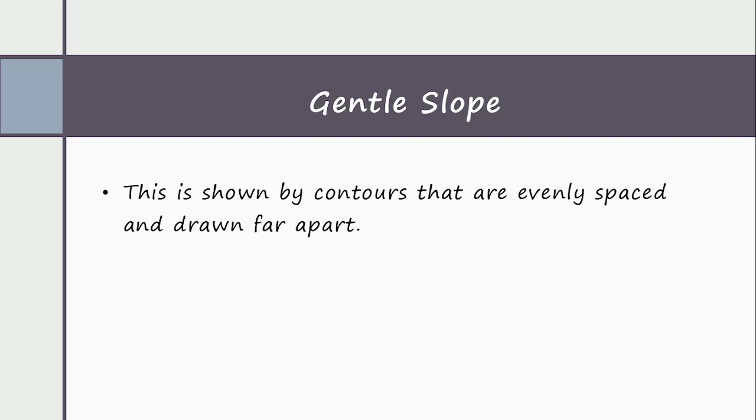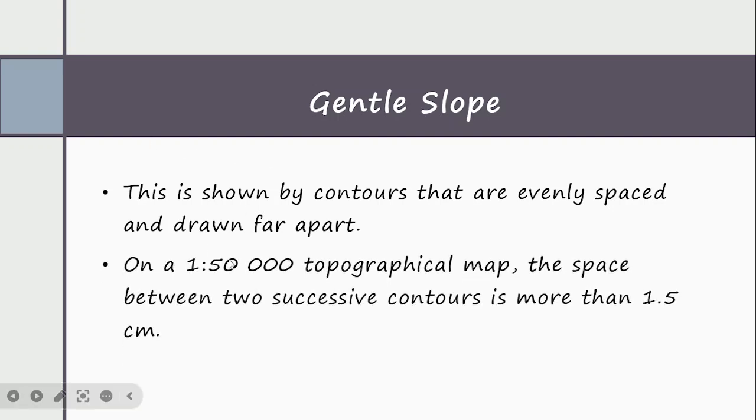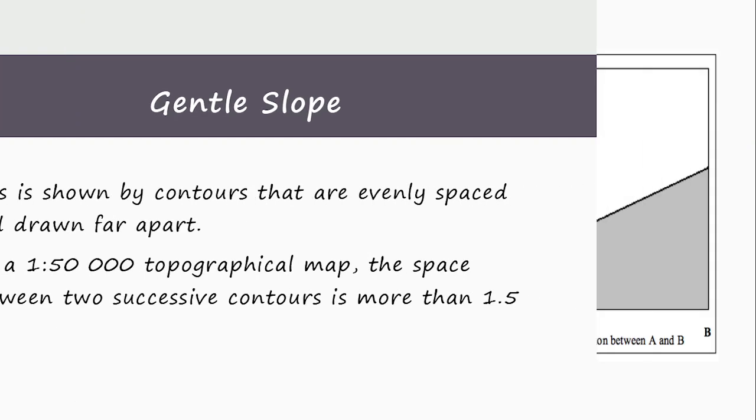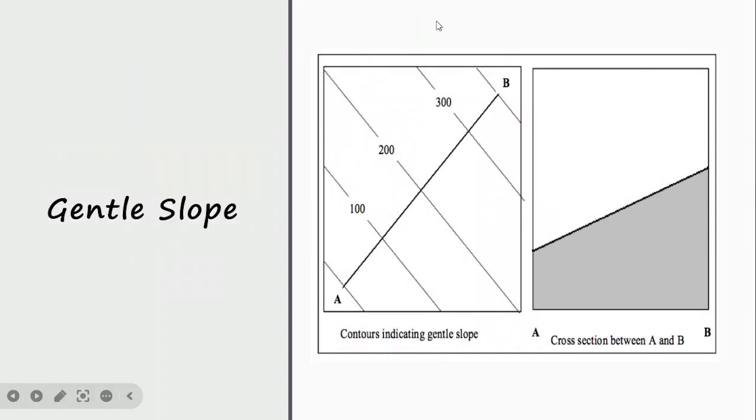You can simply see the gentle slopes in these topographical maps by seeing that the contours used to show these slopes are just evenly spaced, or drawn far apart a little bit from each other. So in a way, you can just know that these kinds of contours show the gentle slope. On a 1 to 50,000 topographical map, the space between two successive contours is more than 1.5 centimeters. And here's how the gentle slope might be shown in these maps.